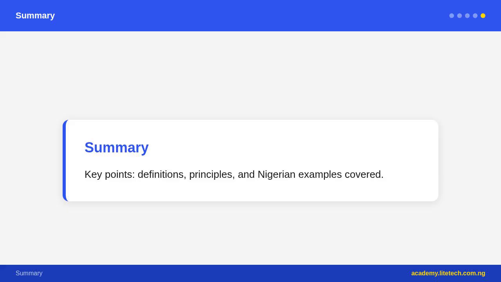Summary, linear expansion, delta L equals L naught alpha delta T. Area expansion, delta A equals A naught beta delta T, where beta equals 2 alpha. Volume expansion, delta V equals V naught gamma delta T, where gamma equals 3 alpha. Water has anomalous expansion between 0 and 4 degrees Celsius. Thermal expansion is exploited in thermostats, thermometers, bimetallic strips, and expansion joints.